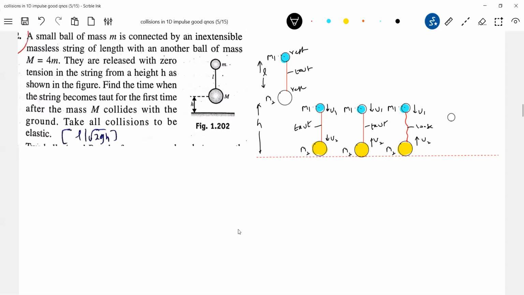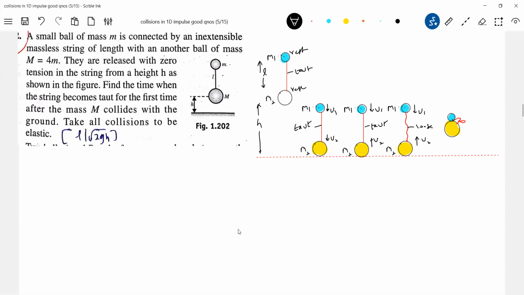You can draw some bigger diagrams. If you are interested, you can draw it. And the string, where is the string? The string will be somewhere here. Keep it like this here. Again, what is the type of collision? Elastic collision. They'll exchange their velocities, and they'll start moving up here.